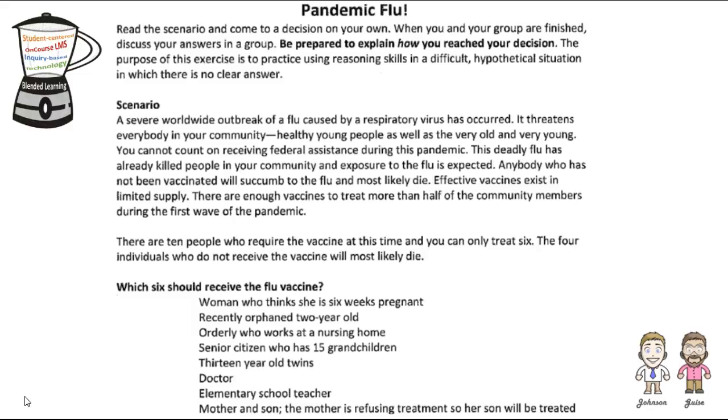So down here it gives you a brief and general description of the 10 people. It gives you a little bit of facts about each one. And then what they have to do is decide which 6 get the vaccine and which 4 do not. And they have to create an argument, an ethical reasoning behind why they chose the people that they did and why they didn't choose the people that they left out of getting the vaccine.